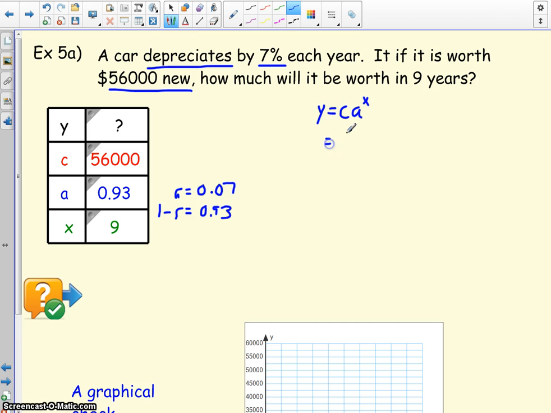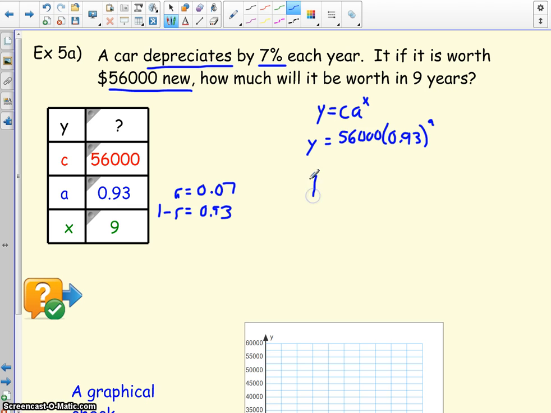Okay, our initial value, we know. We're going to throw everything into the equation here: 56,000 times 0.93 to the exponent 9. The nice thing about this one is we're looking for the final value. It's already isolated. There's not a lot of algebra we have to do. In fact, there's no algebra we have to do. We just need to run this through our calculator.